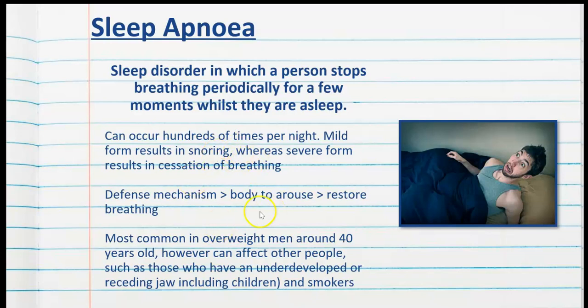It is most common in overweight men around 40 years old. However, it can affect other people, such as those who have an underdeveloped jaw or a receding jaw is also quite common, and also people who smoke. So it is more characteristic of people who are also obese. Most obese people have mild or severe sleep apnea of some form because obviously the weight is putting pressure on their throat and their breathing, and it leads to snoring and them stopping breathing several times per night.